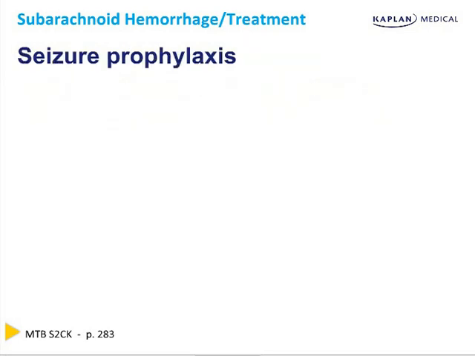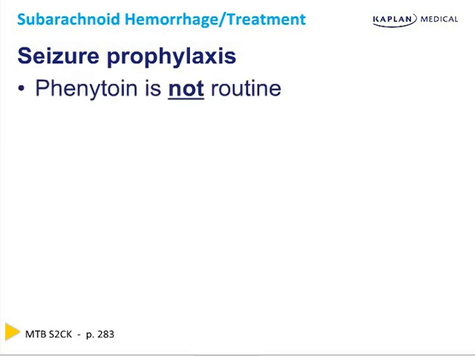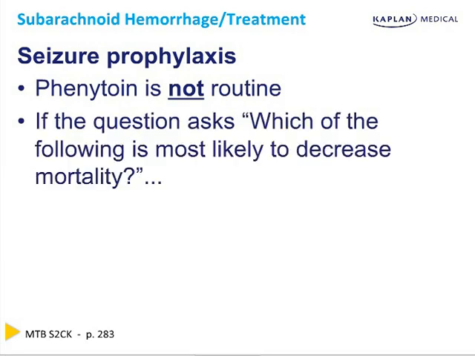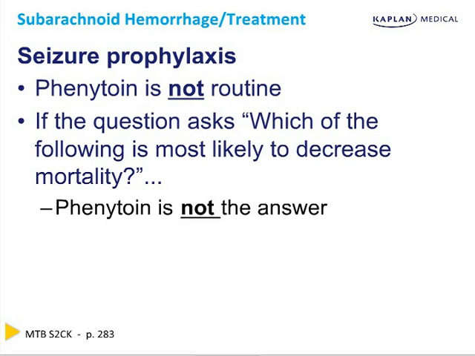What will your answer be regarding seizure prophylaxis? A person has had a subarachnoid hemorrhage. Phenytoin yes, phenytoin no. And the answer is very clear. Clearly, no. Phenytoin is not routine, nor is any other medication to prevent seizures just for having a subarachnoid hemorrhage. If the question asks, which of the following is most likely to decrease mortality? Phenytoin is not the answer.